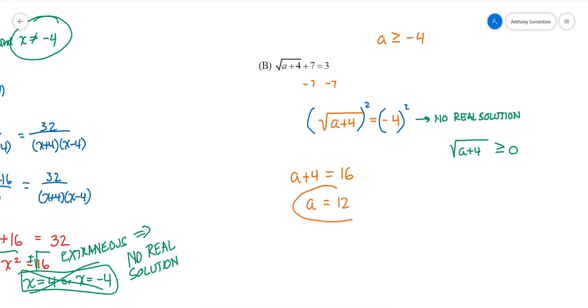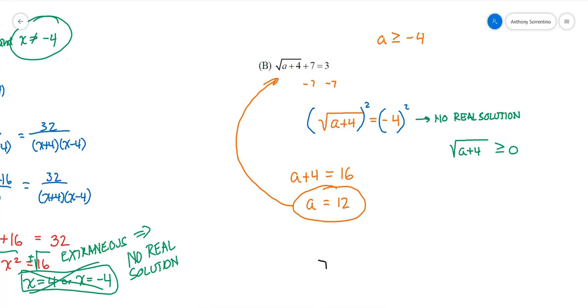And you're saying, well, wait a second, Mr. Sorrentino. This is a number. It's certainly greater than or equal to negative 4. What's wrong with it? Well, here's what's wrong with it. I'm going to go back to the original equation. I should always be doing this anyway. I should be checking my work on any equation I solve to make sure that the answer I get works.